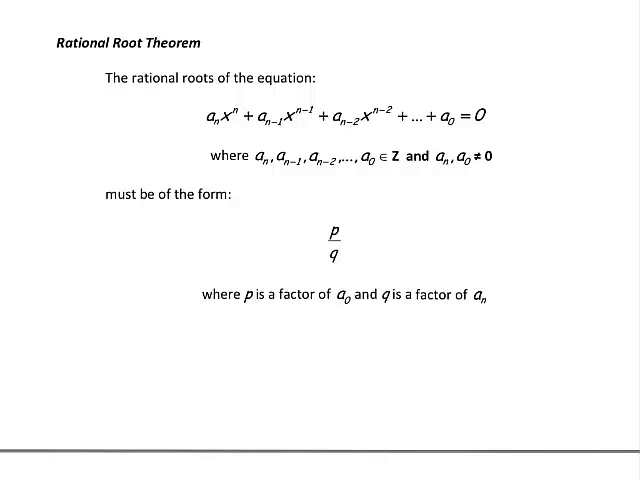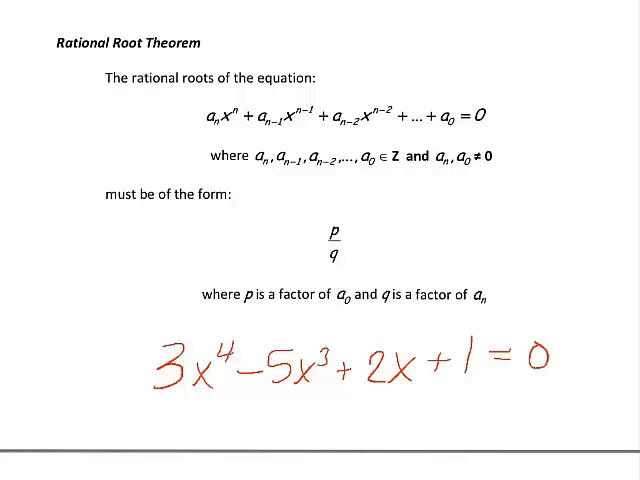Notice we have a polynomial equation up here. It's equal to 0. So I'm just going to write one out. So 3x to the 4th minus 5x cubed plus 2x plus 1 equals 0. So 3 would be our a of n in this case, our leading coefficient. 1 would be our constant term. If this has rational roots, not every polynomial equation has them, but if it does, they must be of this form. P is a factor of the constant.